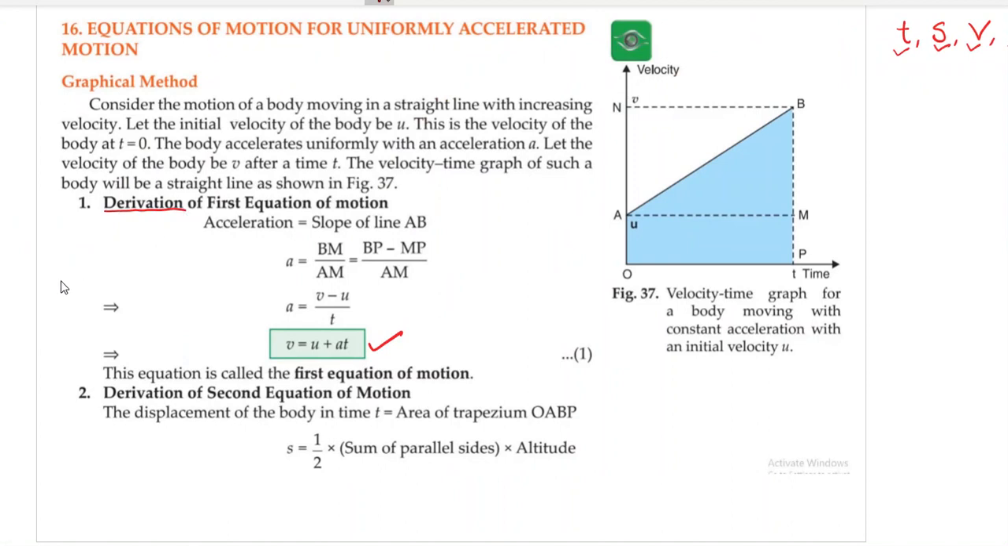Derivation means building an equation. Building means creating an equation. So we have to learn how to create these equations, and then only we will be able to use them. You understand? Without creating the equation, you will not know how to use the equations. So let's start the derivation.